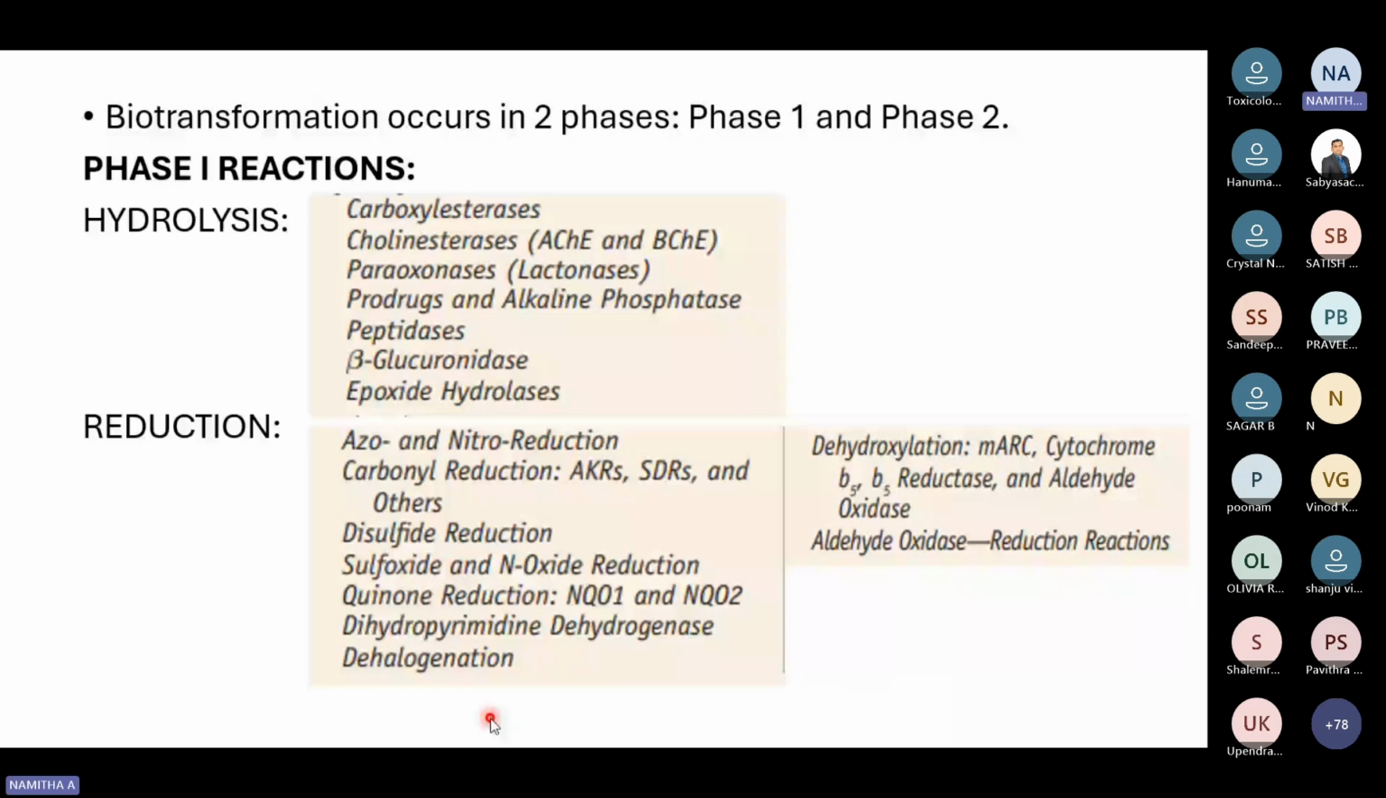dihydropyrimidine dehydrogenase, dehalogenation, dehydroxylation, wherein MARC and cytochrome B5 reductase and aldehyde oxidase, the reduction reactions are involved. These enzymes are very important from the point of exam. You might get a choose-one-of-these kind of question from these.